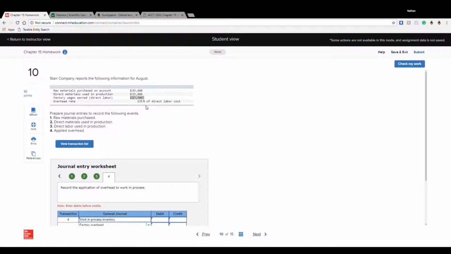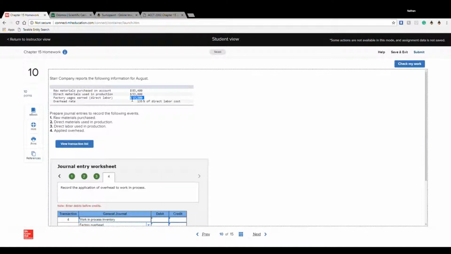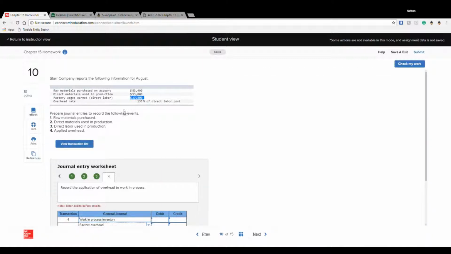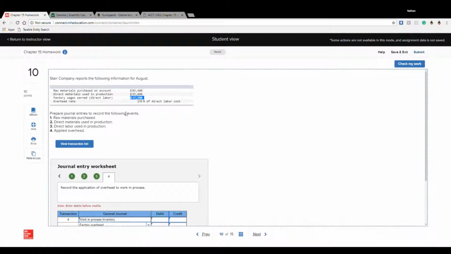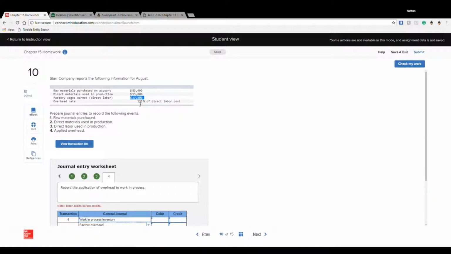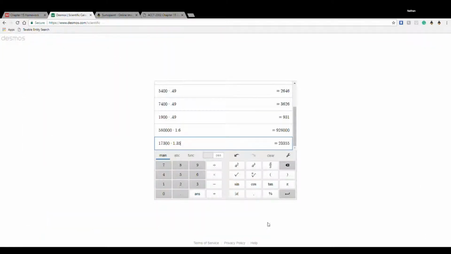So it's 135% of direct labor cost. So I got to find my direct labor, which of course is right above it. Yay, making it a little bit easy. And then we're just going to multiply the two. So 17,300 times 1.35. Again, percentage in the decimal form. You do not want times by 135 because it's going to give you a huge number.